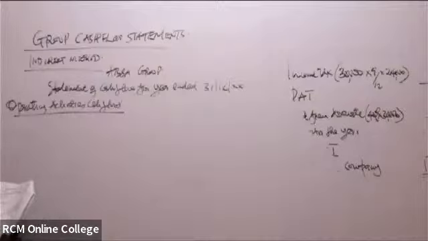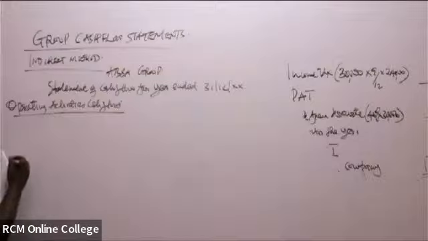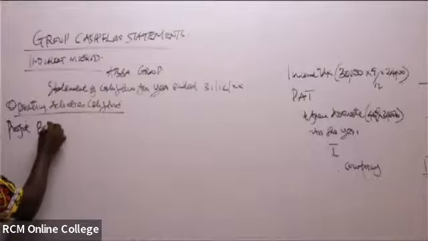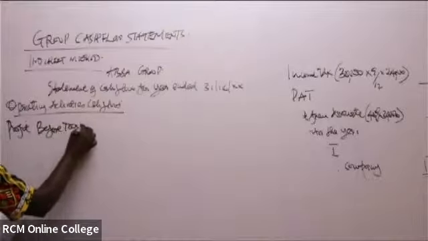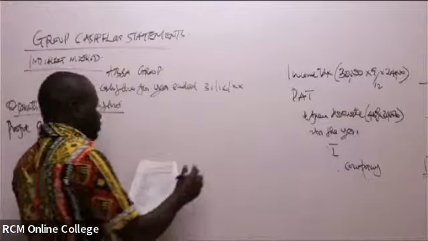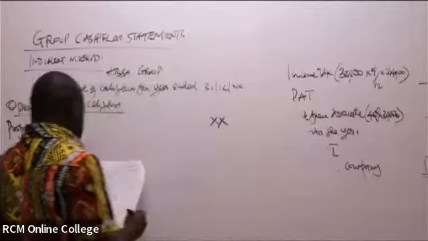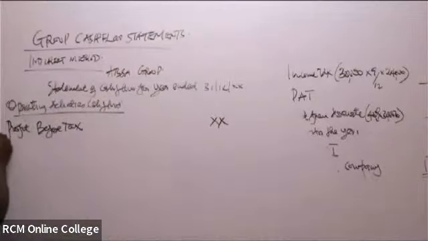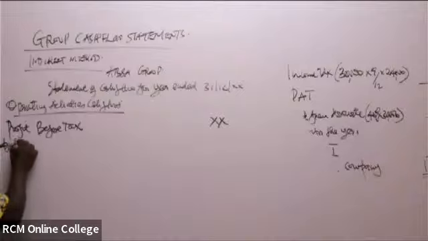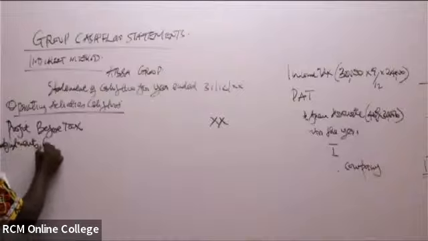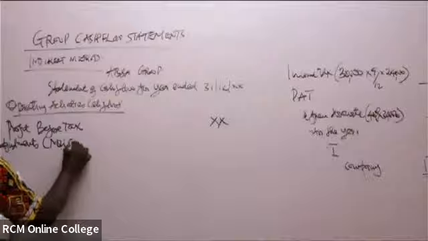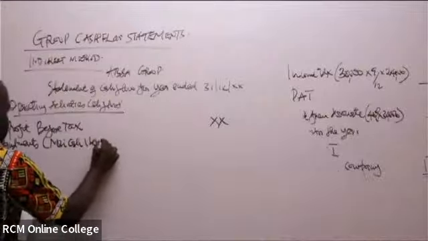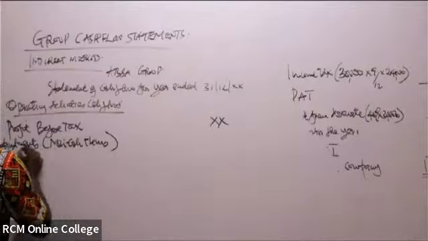So we normally start with the profit before tax. You'll start with the profit before tax. Then you'll have adjustments for non-cash items.